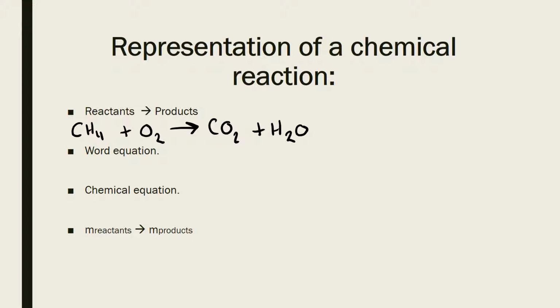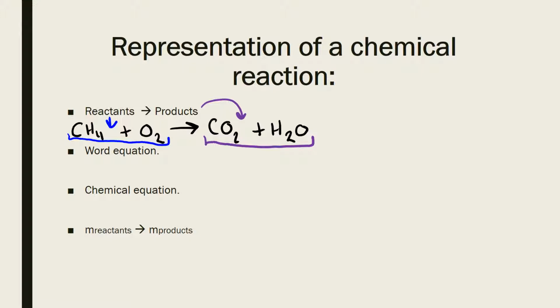So, first of all, we looked at what are the reactants and what are the products. Anything that is before the arrow, these are called reactants. So here, for example, these are before the arrow, and these are called reactants. Anything after the arrow is called products. So here we have methane and oxygen as reactants, and carbon dioxide and water as products.